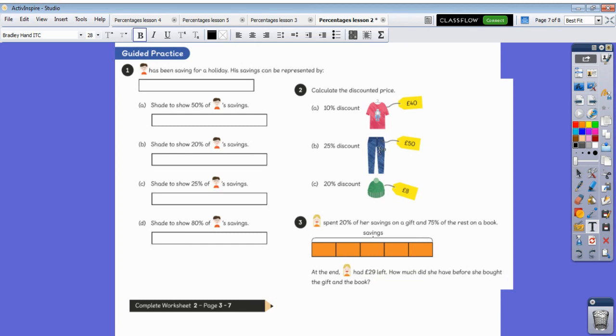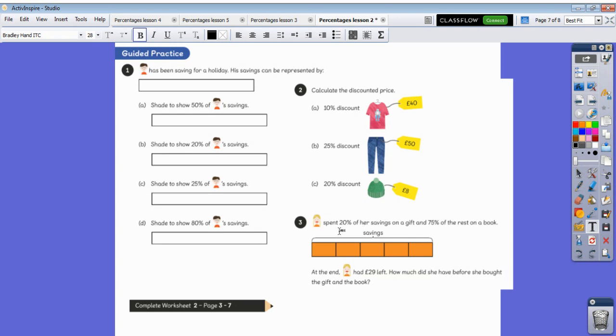For number 2, you've got to calculate percentage discount. So you've got to find 10% of £40 and then take it away. Find 25% of £50 and take it away from 50, and 20% of £8 and take it away from 8.